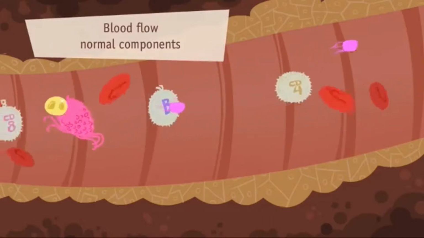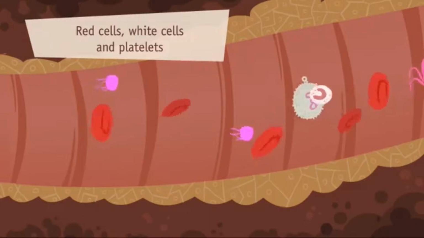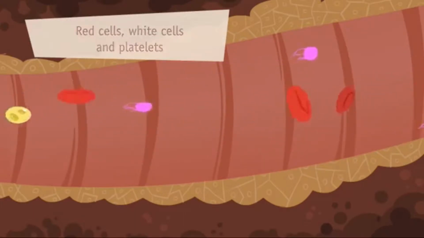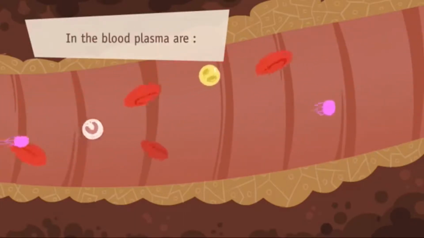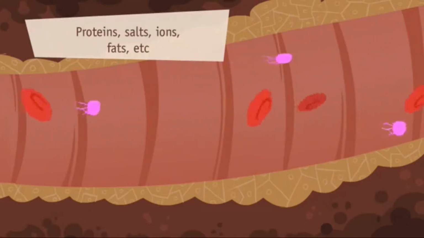The normal components of blood flow are red cells, white cells, and platelets, while in the blood plasma are proteins, salts, ions, fats, and so on.